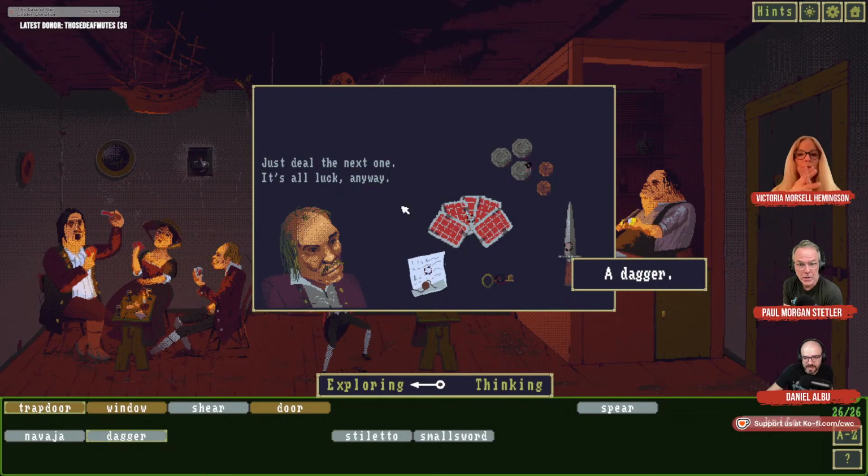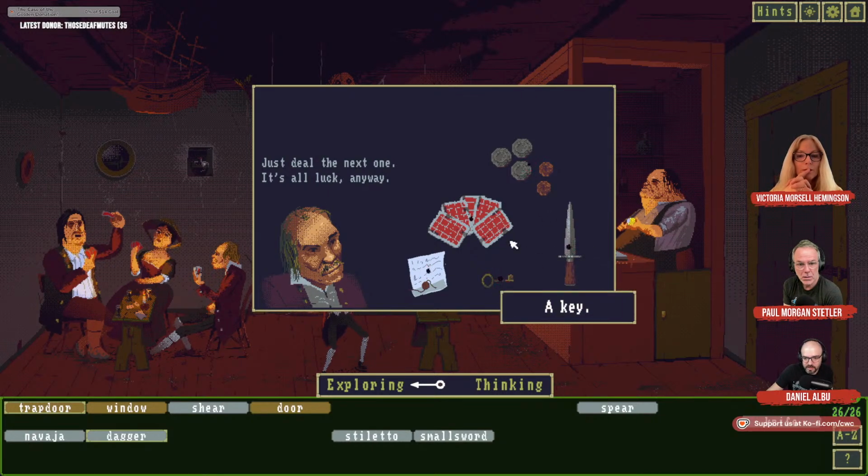Why does he have that on him? It's just deal the next one. It's all luck anyway. He has a dagger. That's good. Okay, so if he has a dagger, and we believe that it was done with a dagger, let's try his name. Maybe he's the murderer.